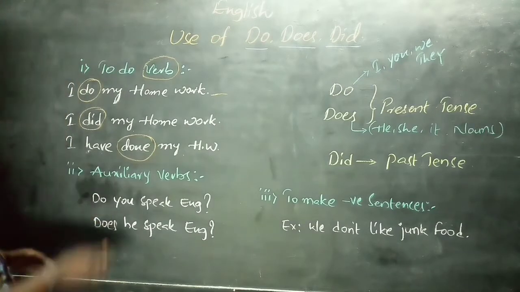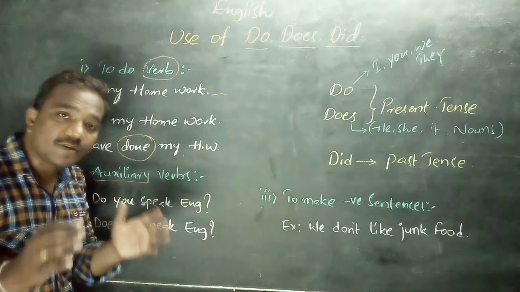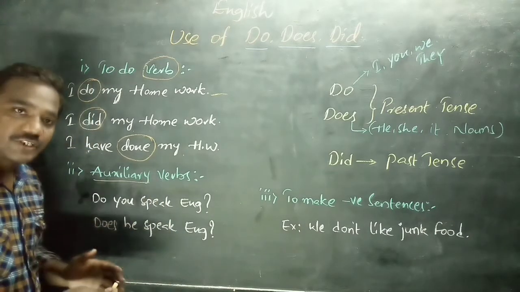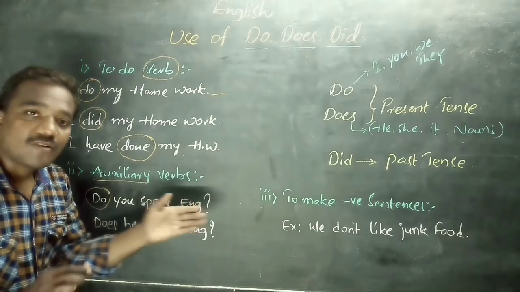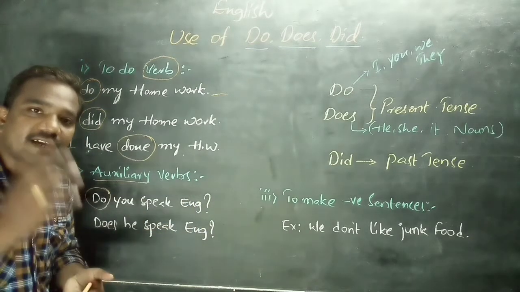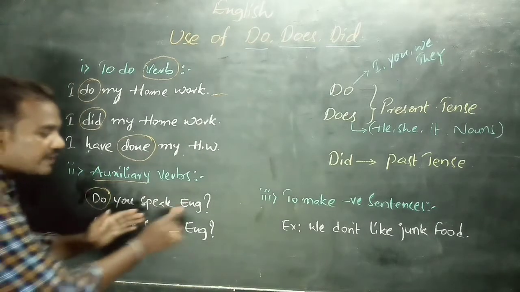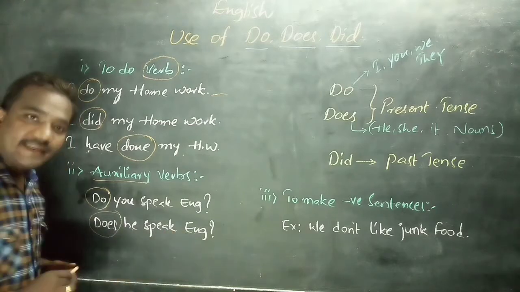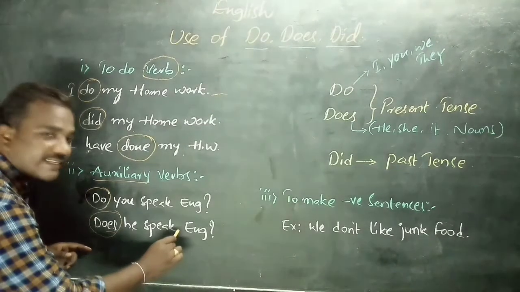Okay, next it can be used as auxiliary verbs, helping verbs. అంటే సహాయక క్రియలాగా కూడా do, does, did యూజ్ చేయొచ్చు. That is, do you speak English? Why do we use auxiliary verbs here? To make question తయారు చేయడానికి auxiliary verbs యూజ్ చేస్తాం. కాబట్టి do you speak English? Then after, does he speak English? Okay, here I got yes, then I need not add yes here.